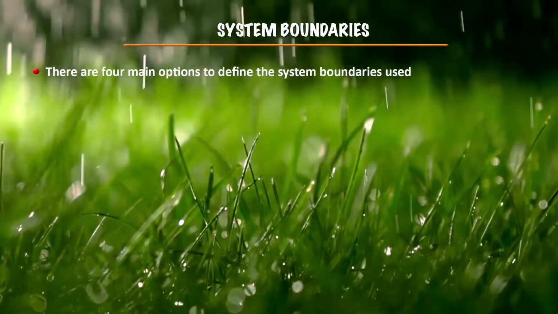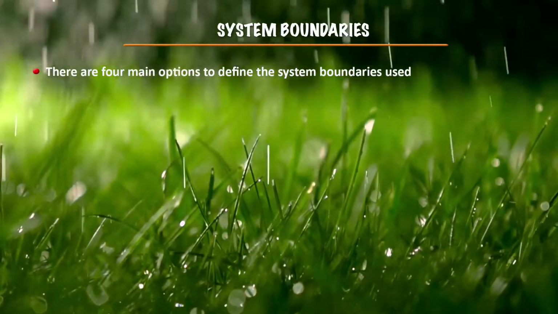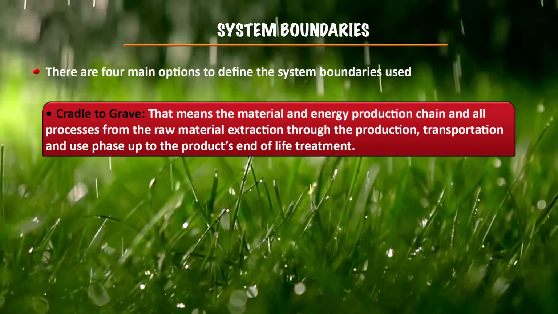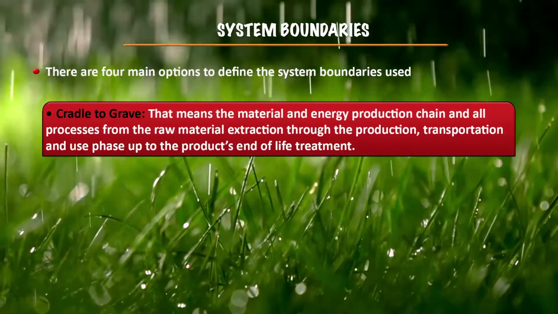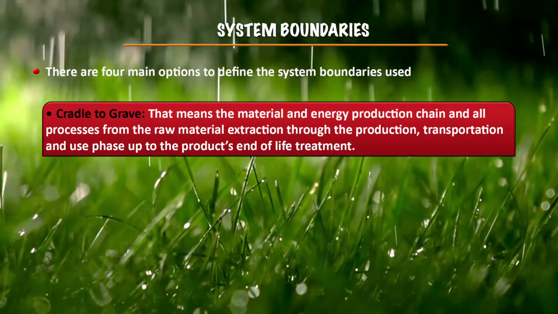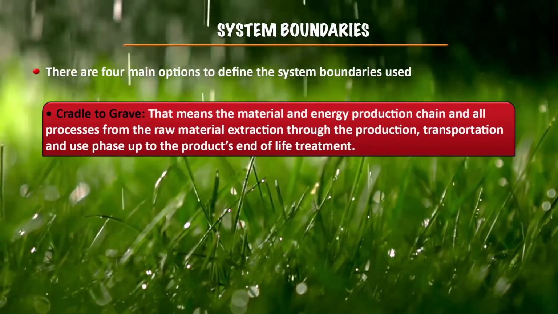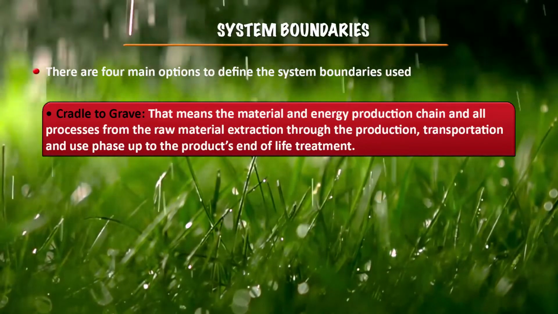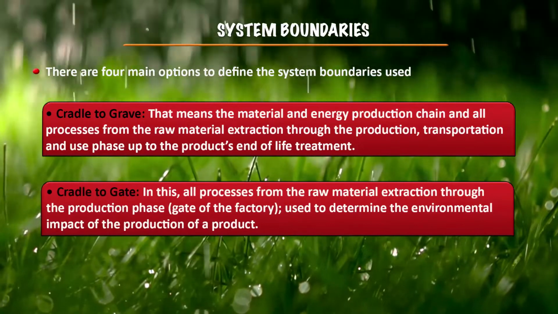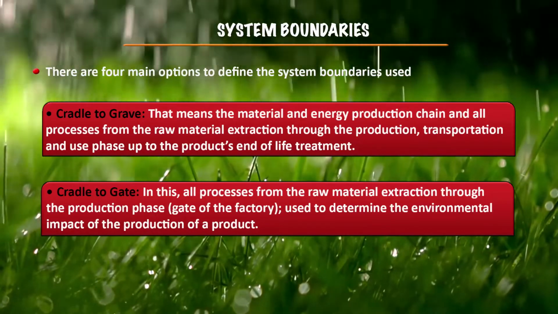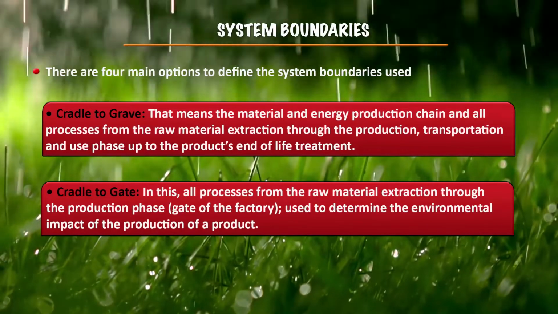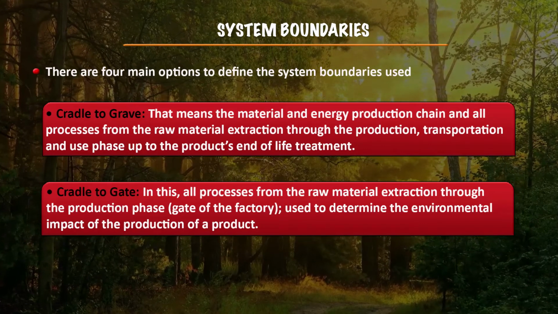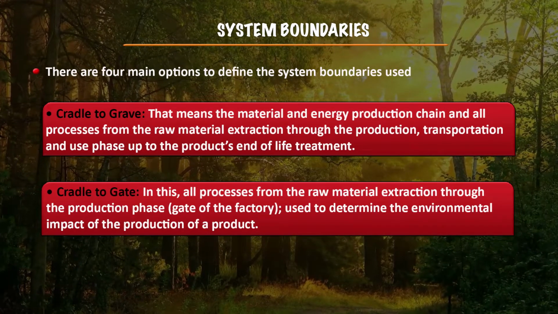So there are four main options to define the system boundaries, like cradle to grave. That means the material and energy production chain in all processes from the raw material extraction or procurement through production, transportation and use, up to the product's end of life treatment. And the second option is cradle to gate. In this, all processes from the raw material extraction or procurement through the production phase, that means the gate of the factory, are used to determine the environmental impacts of the production of a particular product.